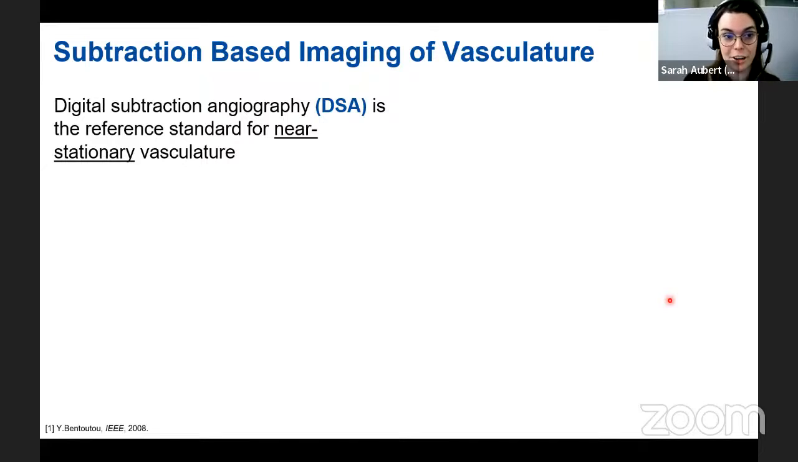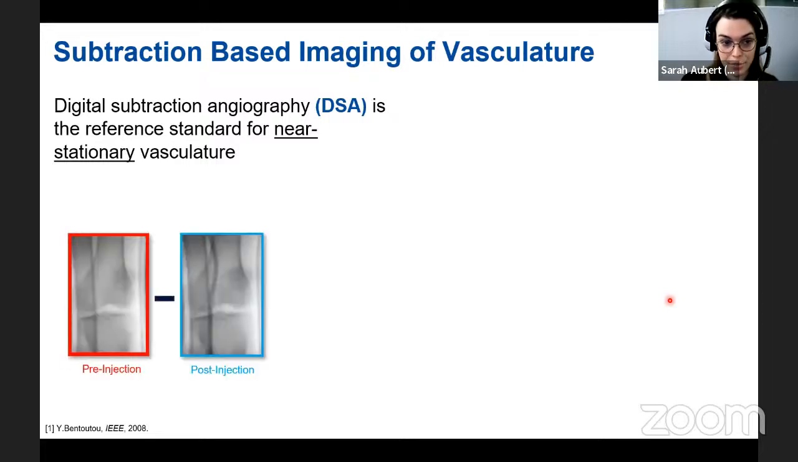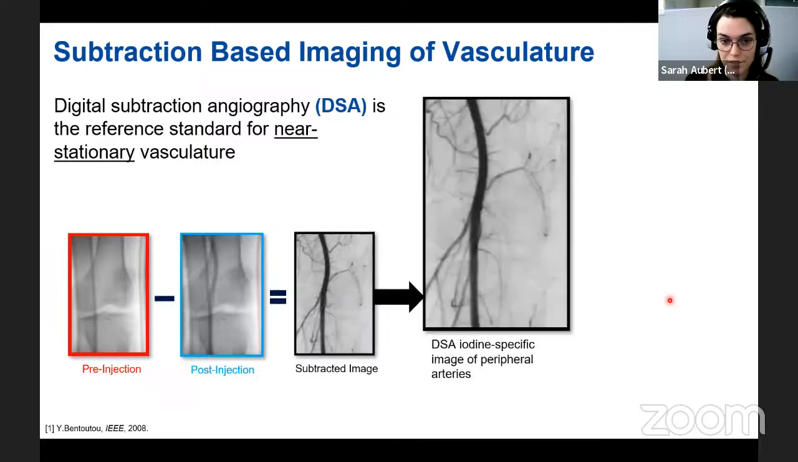Digital subtraction angiography, or DSA, is the reference standard for imaging near stationary vasculature, such as our peripheral arteries. It works by acquiring an image before the patient is injected with iodine and after the patient is injected with iodine, and subtracts them to produce this iodine-specific image of the vasculature that we can see in the photo here.